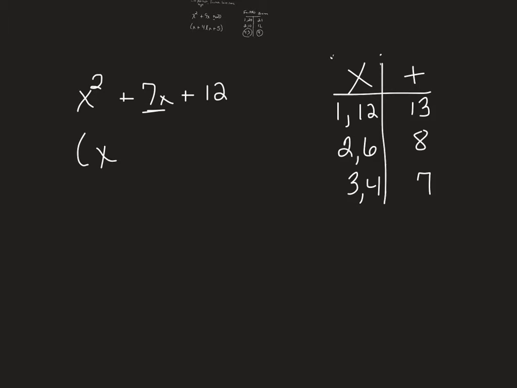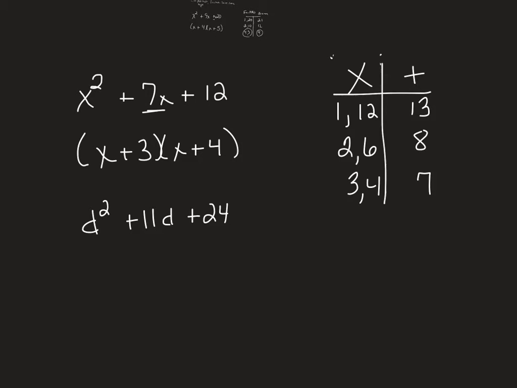So this becomes x plus 3 times x plus 4, and again, it doesn't matter whether you say x plus 4, x plus 3, because they're both positive. It doesn't matter about the order. All right, let's look at another one. d squared plus 11d plus 24.